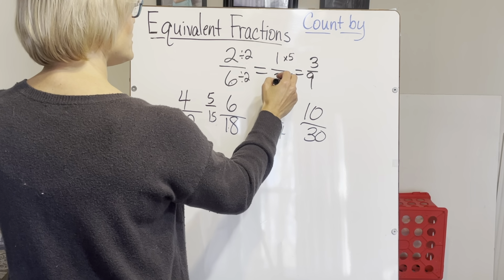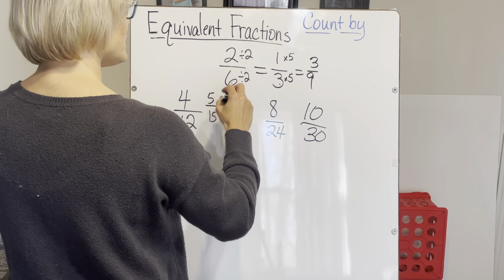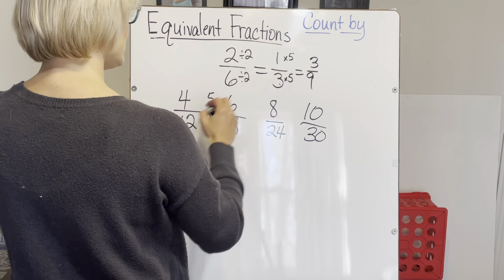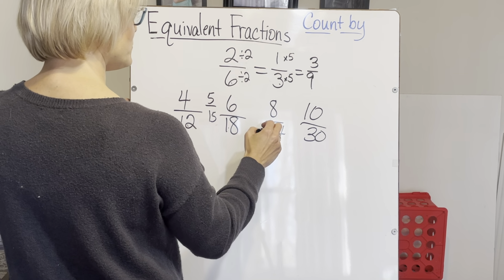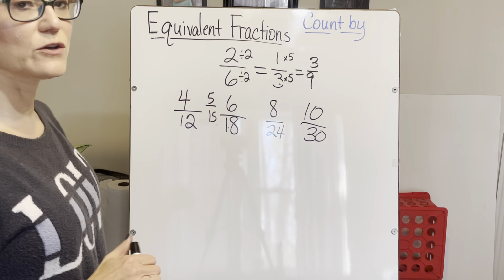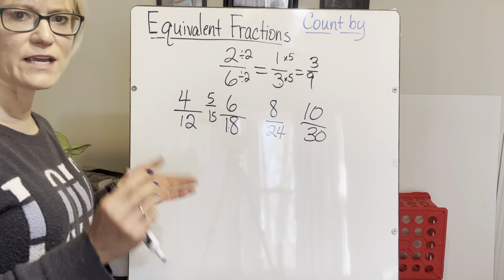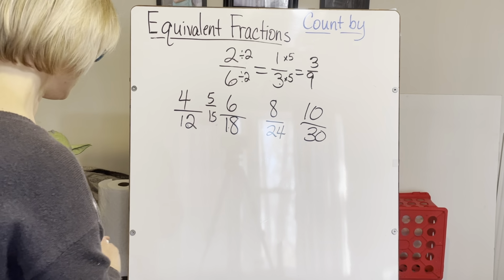So I've got 1/3, 2/6. So that's 2 times. And then I've got 3, 6, 9, 12, 15, 18, 21. Okay, so I'm missing some in here that would also be equivalent to 2/6 and 1/3. Do you see how this works? How we can find equivalent fractions?